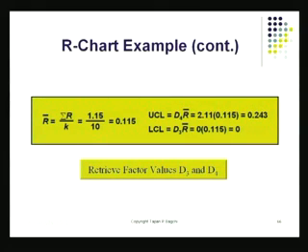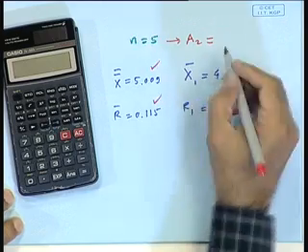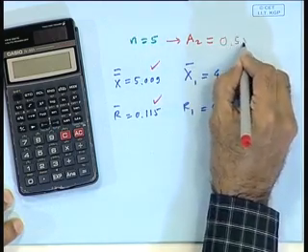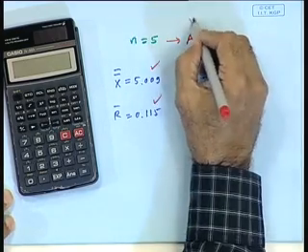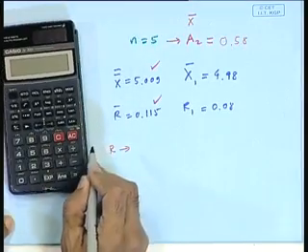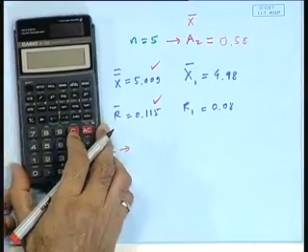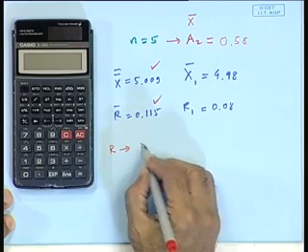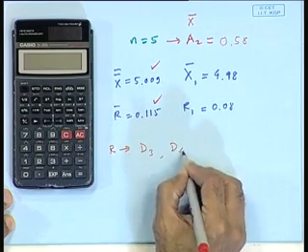Now, something I want to point out here. Remember, we used A2. A2 in our case turned out to be 0.58. That is what I used for my X bar chart. And for my range chart, I use something else. I use some other constants, and these constants are going to be D3 and D4.